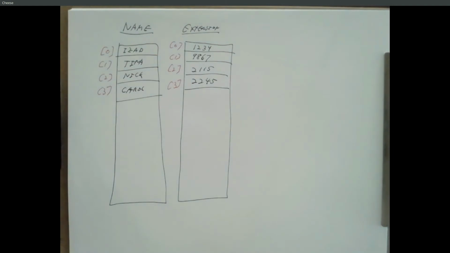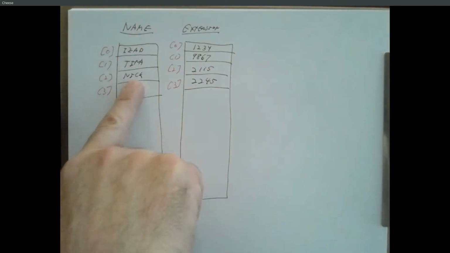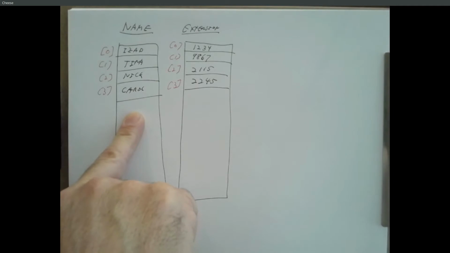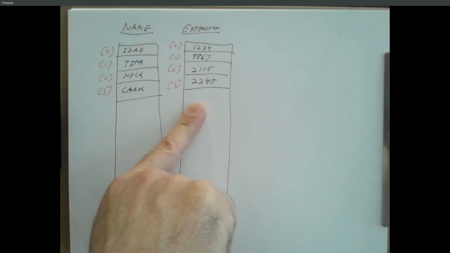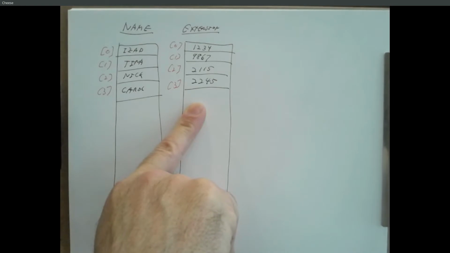Okay, nothing magic going on here. Now, if I want to search for Keith's extension, not Keith, not Keith, not Keith, not Keith, we're out of possibilities. Keith is not stored in here. His extension's not found in this data set.